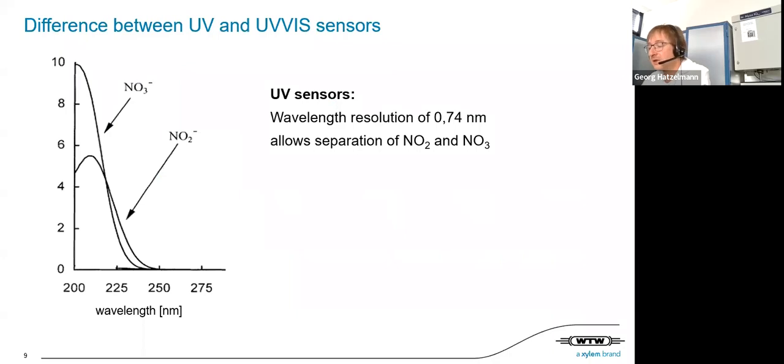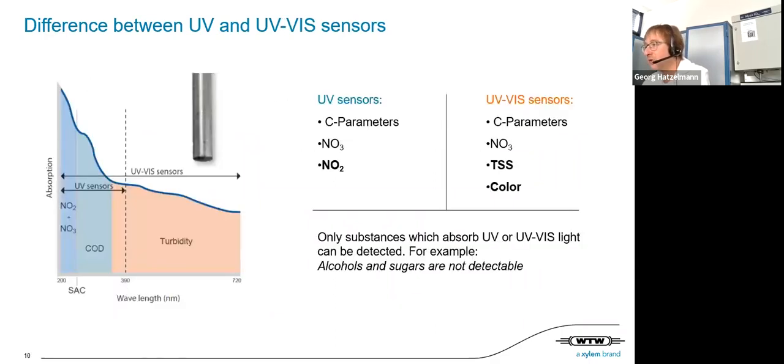And here is the explanation why we need different sensors. Especially if we want to separate NO2 and NO3, then you need a higher resolution of the wavelengths. With the UV sensor, we have a resolution of 0.74 nanometers compared to the UV-Vis sensors with 2.07 nanometers. And with this small separation, it's possible to separate NO2 and NO3.